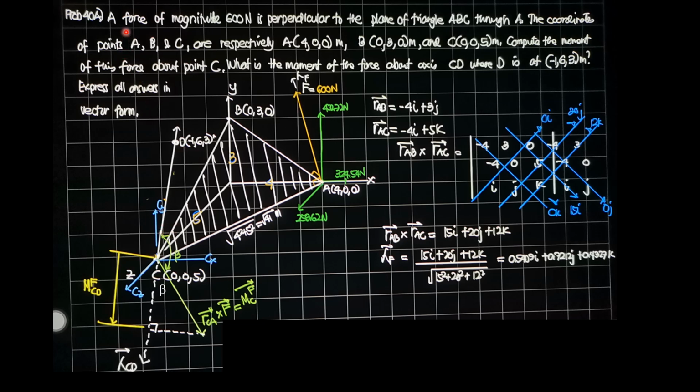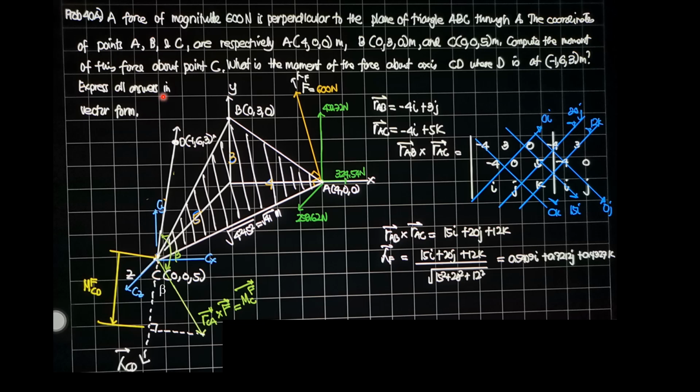So first, a force of magnitude 600 newtons, this is it, is perpendicular to the plane of triangle ABC. This is the triangle ABC, through point A, although it may be through point B, through point C, or through any point on this plane ABC. The coordinates of points A, B, and C are respectively A (4, 0, 0), so that's why point A is here. This is the x-axis. B (0, 3, 0), so that's 3 meters. And C (0, 0, 5) meters, so that's why this is point C.